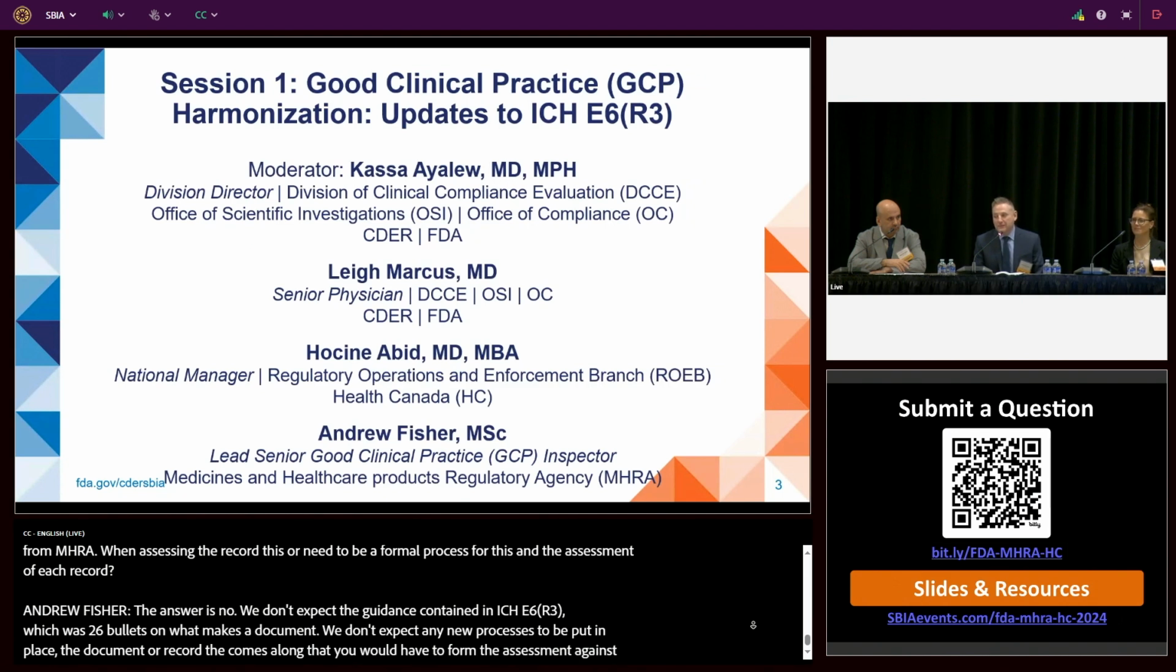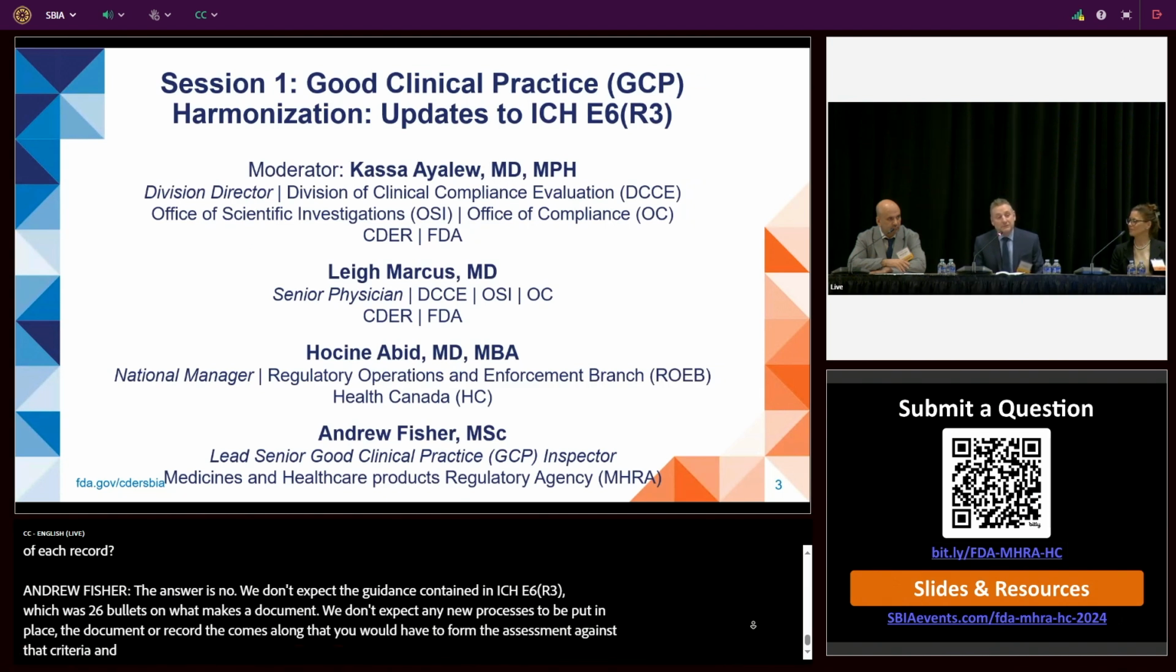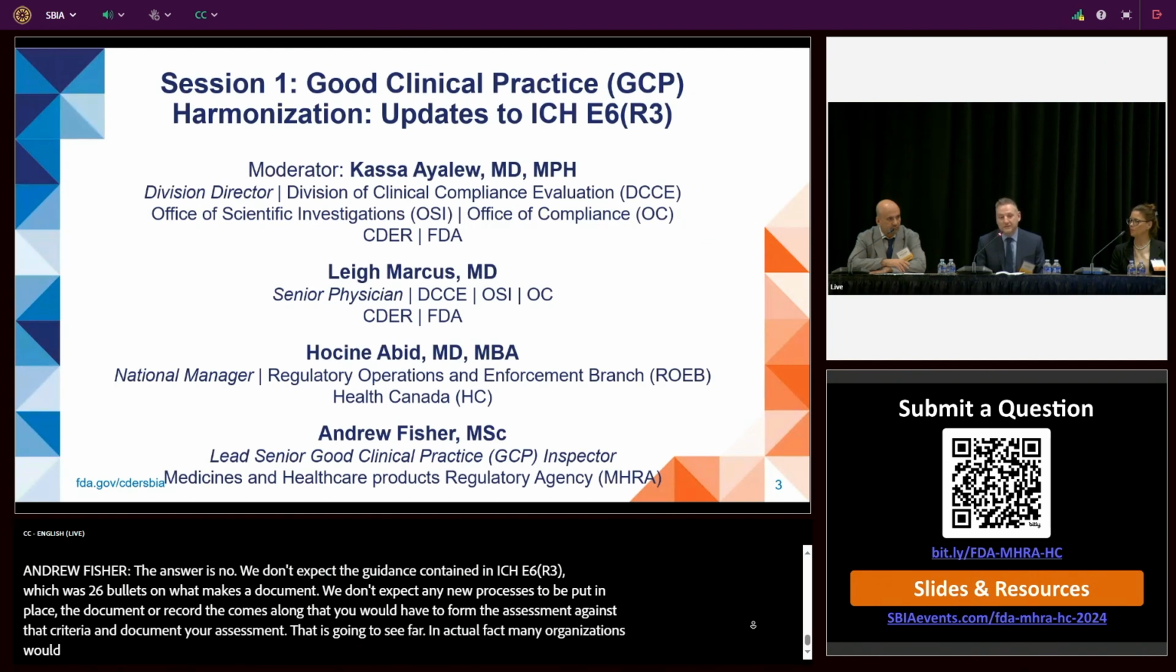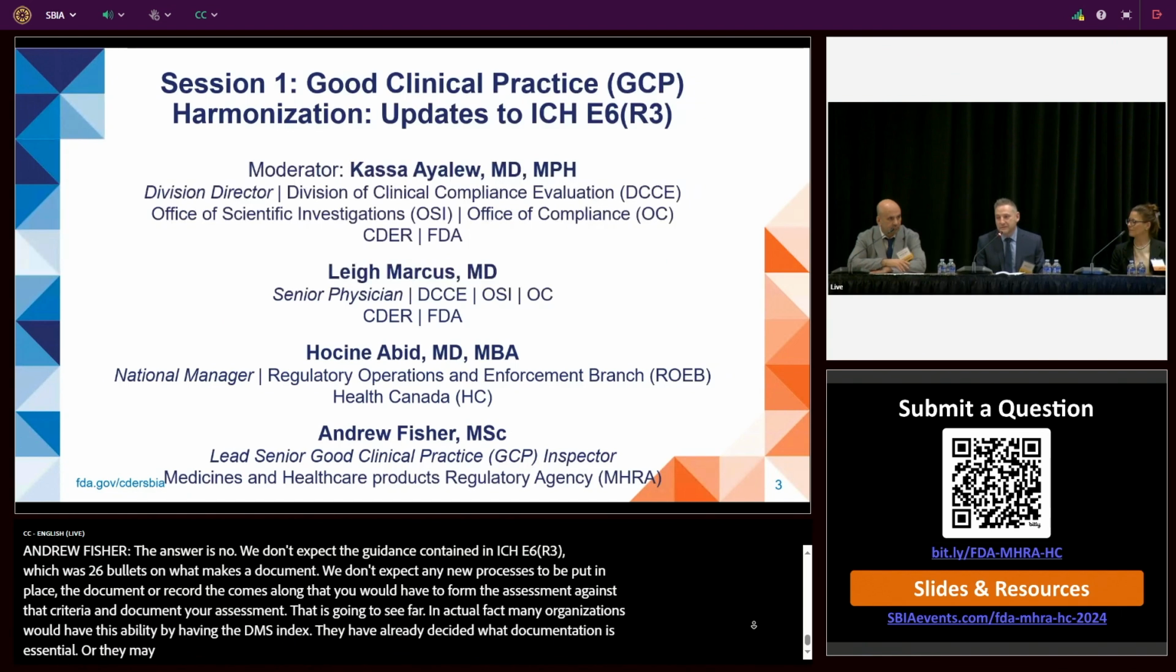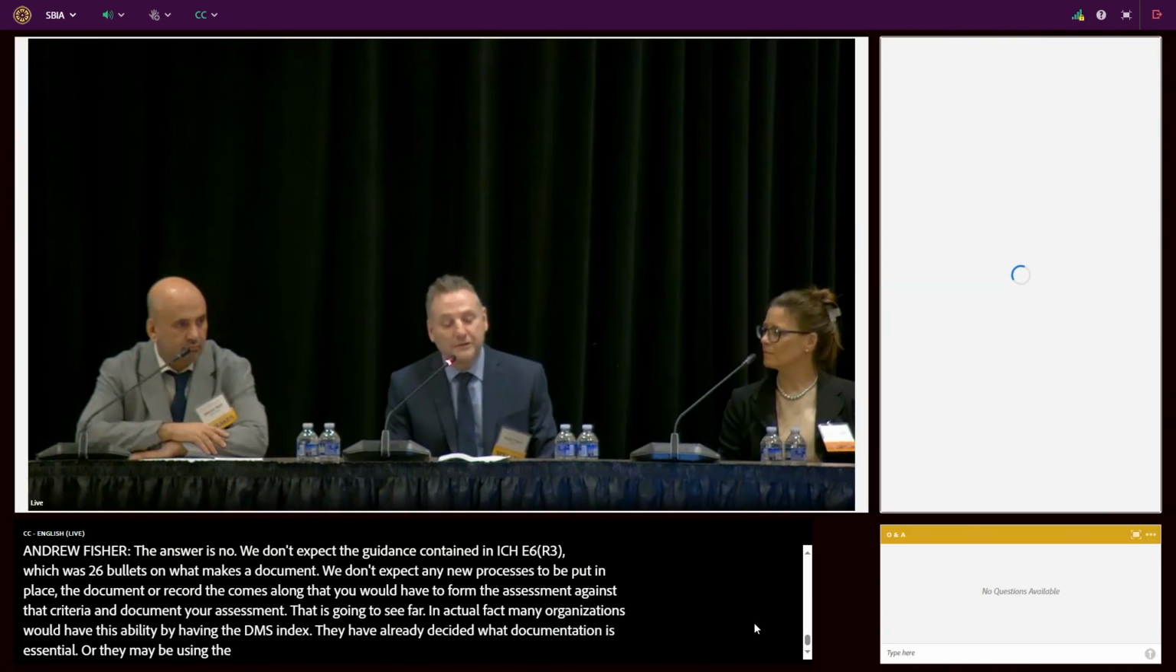In actual fact, many organizations will have already done this essentially by having a TMF index. They've already decided what documentation is essential, and they may be using the CDISC TMF reference model that sets out a lot of the essential documents that are expected in a clinical trial.